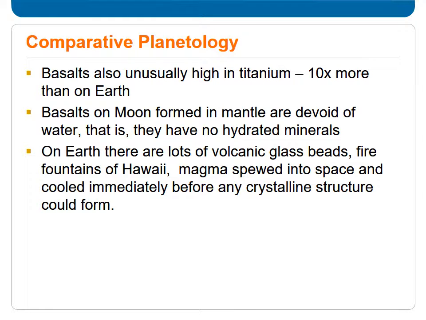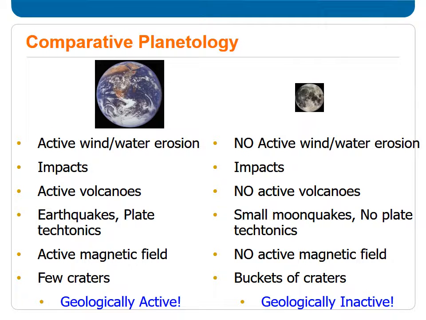Comparing our volcanic rocks, the basalts on the Moon are clearly formed under different environmental conditions and have different chemistries. The Earth is constantly resurfaced by wind and water erosion, impacts, volcanoes, and earthquakes. These erase evidence of cratering. There is an active magnetic field and the Earth is alive. The Moon has no erosion processes, volcanoes, magnetic field, or substantial quakes to alter its surface today. There are many, many craters. The Moon is geologically inactive.